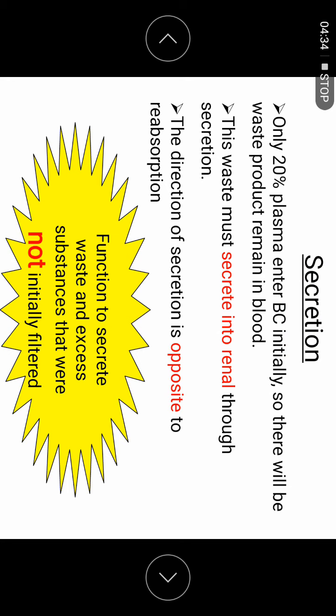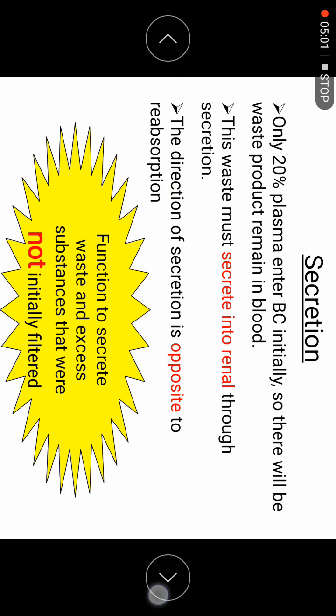So we will see there's only 20% of the plasma entering the Bowman capsule. BC means Bowman's capsule. Initially means at the beginning. So then there will be some waste product remaining in the blood. See? After the blood leaves the Bowman capsule, it still has some waste product. So we must remove the waste product from the blood. So how to do that? Okay, we will need this secretion process.